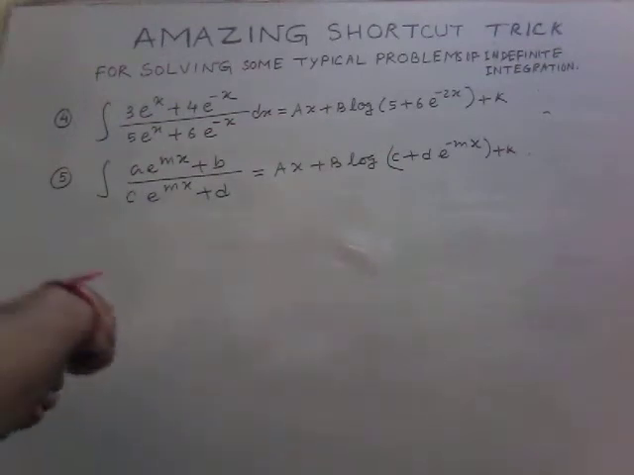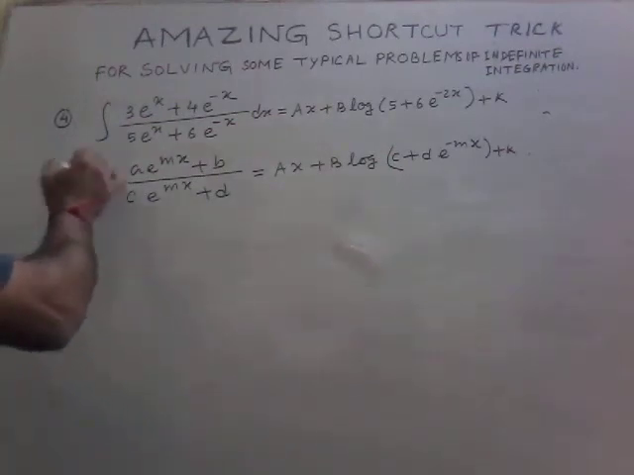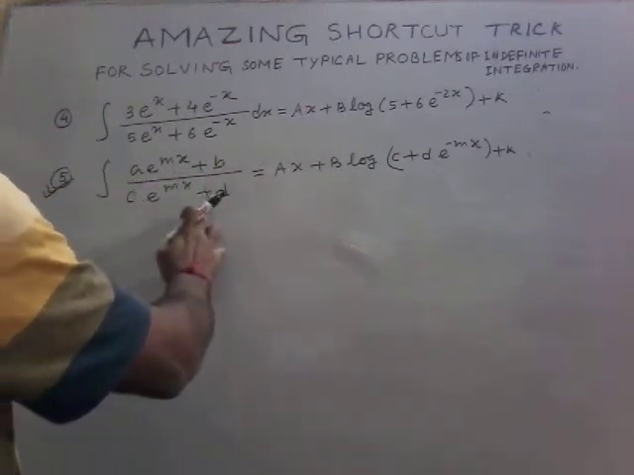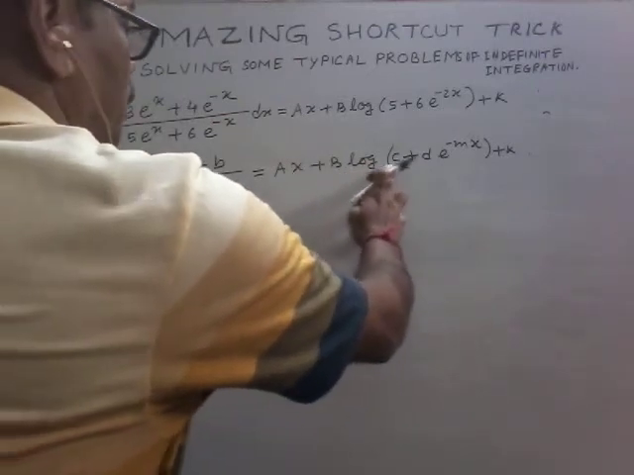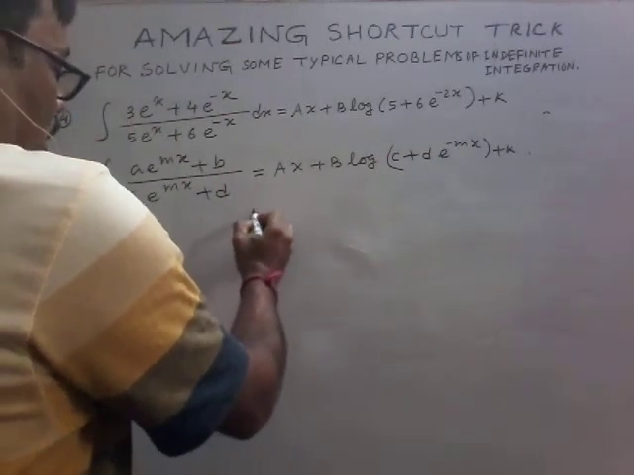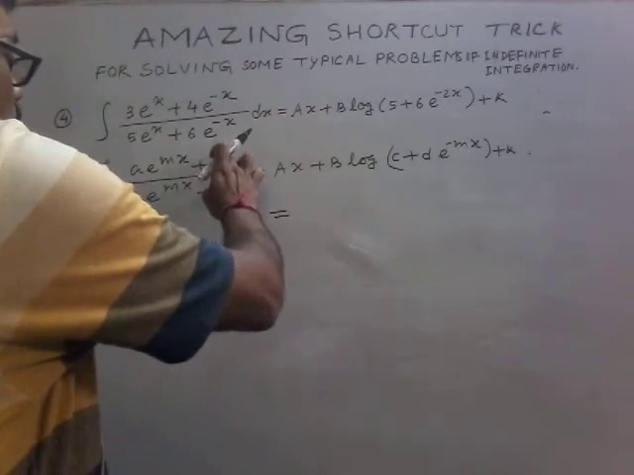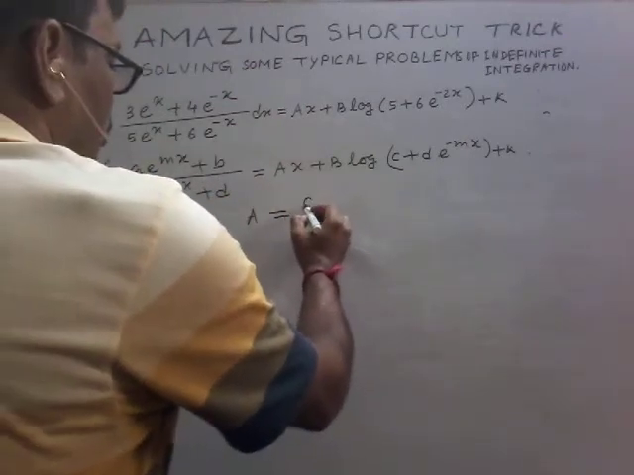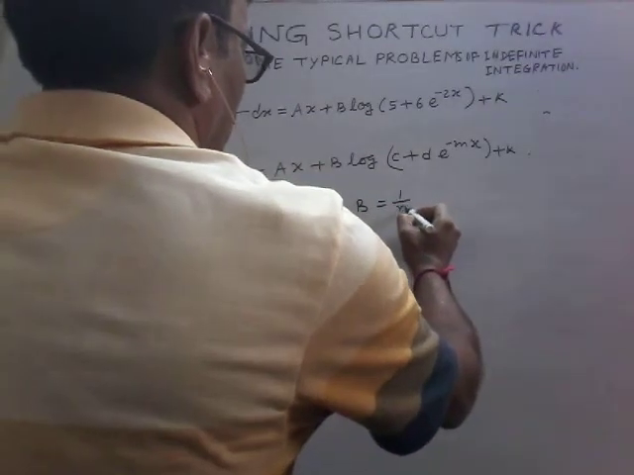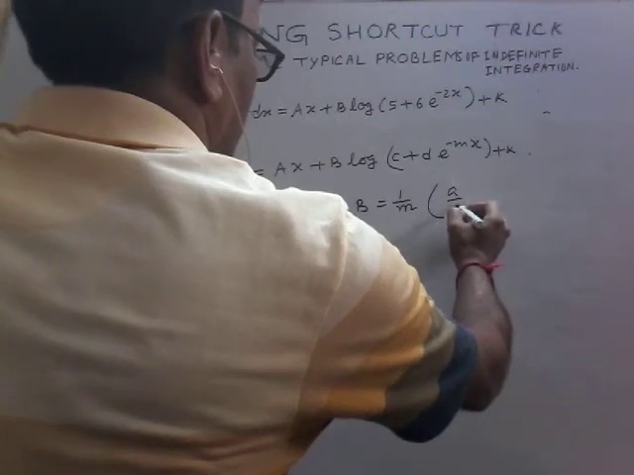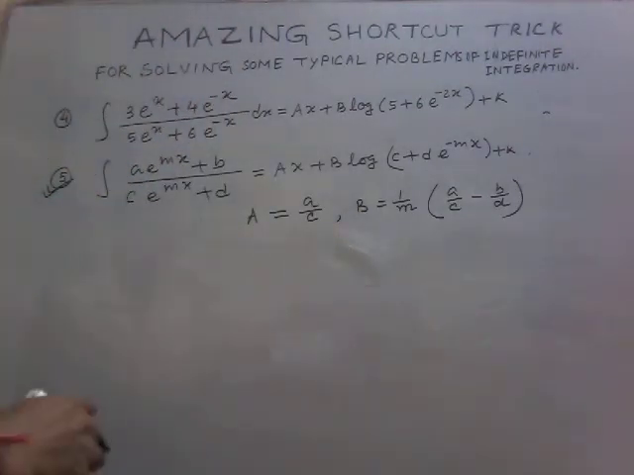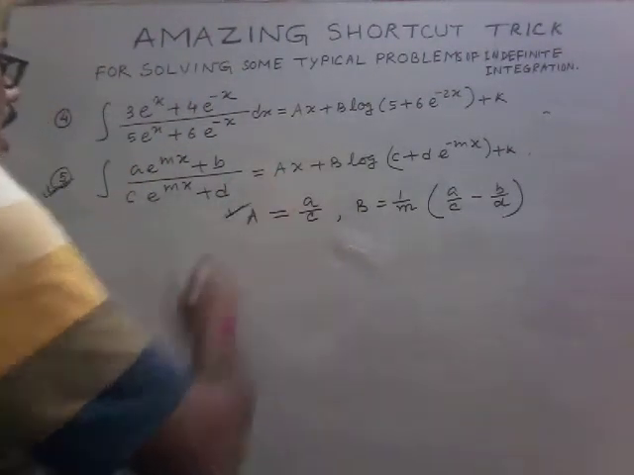So look in this case. Look at the fifth one. This one is general: (A e^(mx) + b) / (c e^(mx) + d), giving ax plus b log of c into this. So here what is A? In the previous problem, A equals B by D, but here A equals A by C, and B equals the same formula, 1 by m times (A by C minus B by D). So this is our result, A and B.